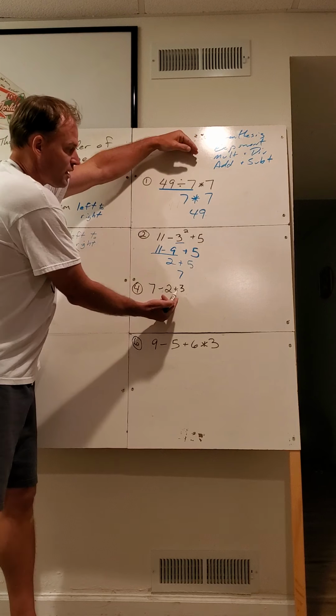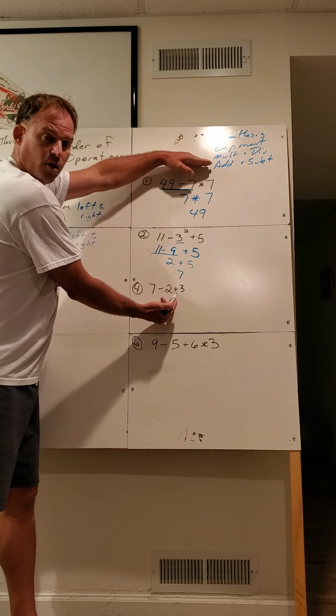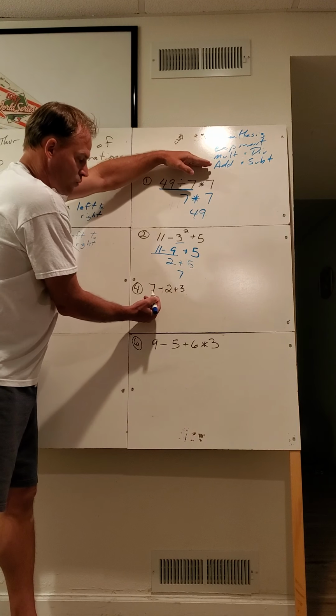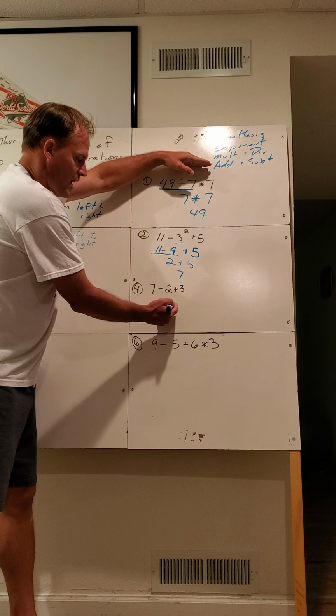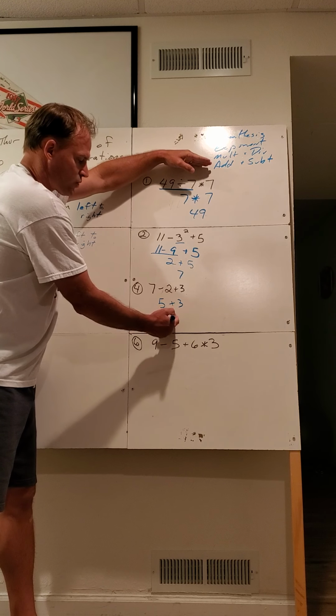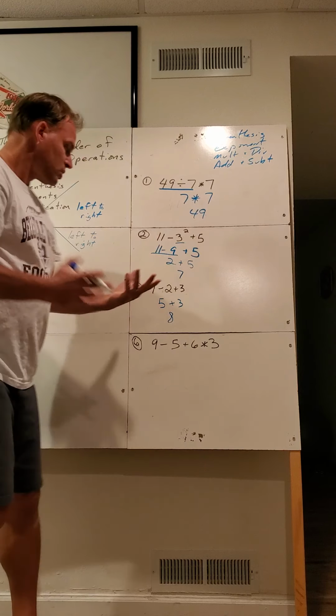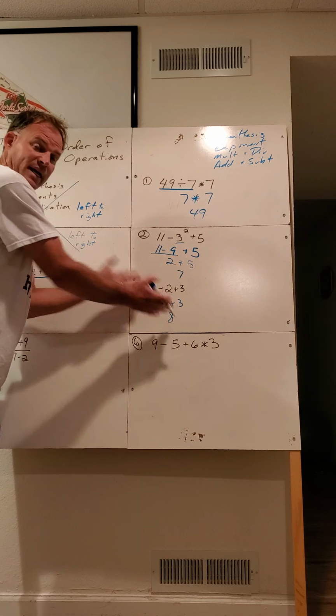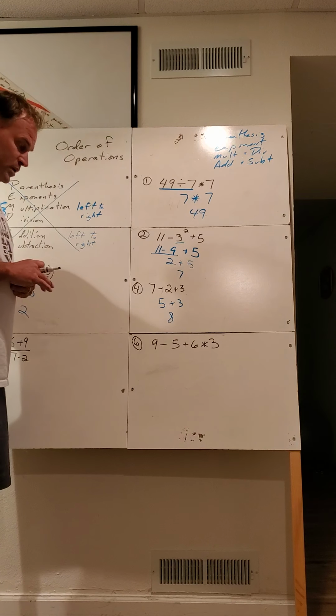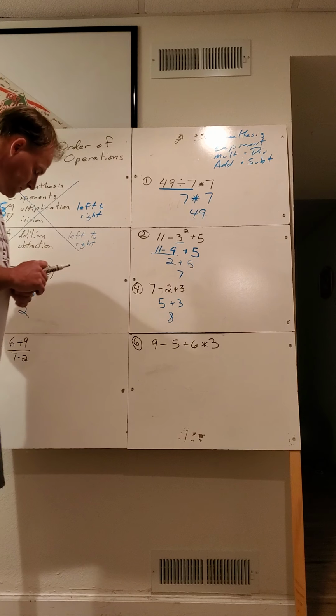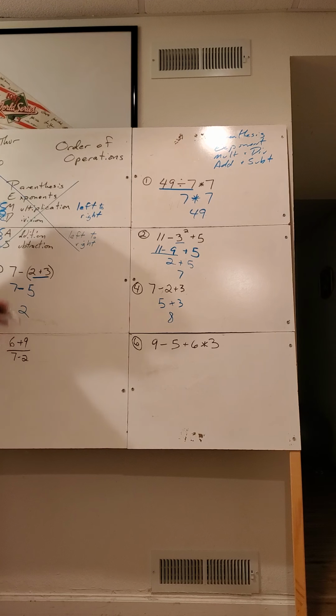I've got subtraction, I've got addition, I have them on the same line. I proceed left to right. 7 minus 2 is 5. 5 plus 3 is 8. So those parentheses make a very big difference in the result that we get. Pay close attention.